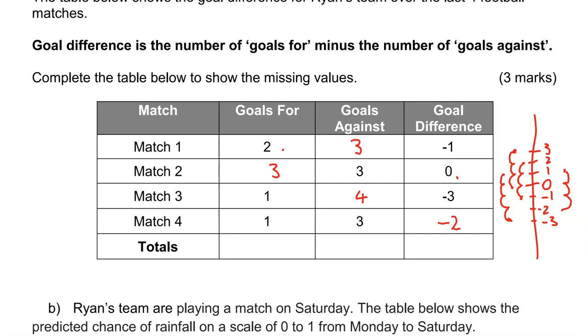Now for the totals, we've got 2 and 3, which is 5, 6, 7. Goals against, we've got 3 and 3, which is 6, and 4, 10, and the 3, 13. Now goal difference, so we've got -1, 0, -3. So from -1, if you drop 3, you're going to go to -4, and then if you drop another 2, you're going to go to -6.